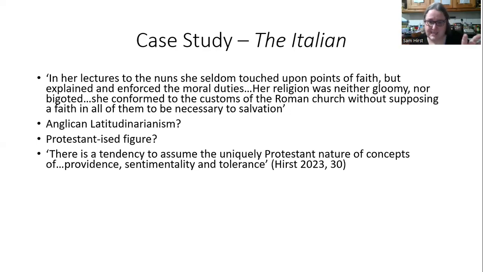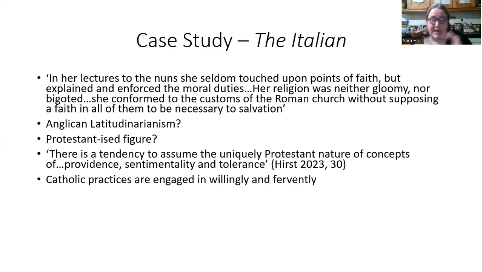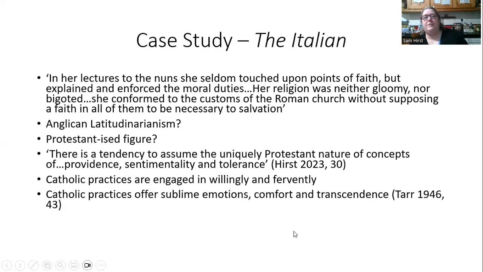All of the points that we see here could refer simply to a tolerant Catholicism. And it's notable that many people within this convent and more broadly engage in Catholic practices both willingly and fervently. Worship is seen as a point of access to the divine, and their piety is very much real and active and useful in lots of different ways. As Mary Muriel Tarn notes, Catholic practices in this specific text even offer sublime emotions, comfort, and transcendence. So I think we should view this as an example of tolerant Catholicism.